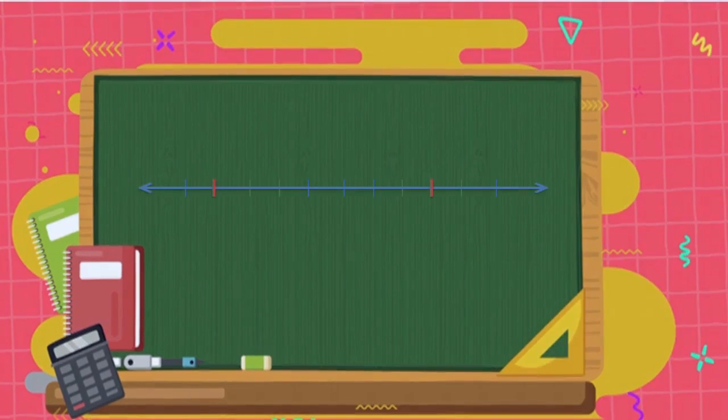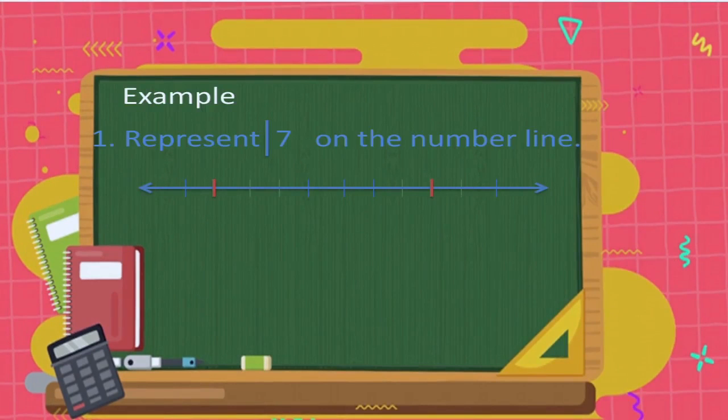Example. Represent the absolute value of 7 on the number line. We have the number line, the 0 and the positive 7. Let us count. 1, 2, 3, 4, 5, 6, 7. The absolute value of positive 7 is positive 7.